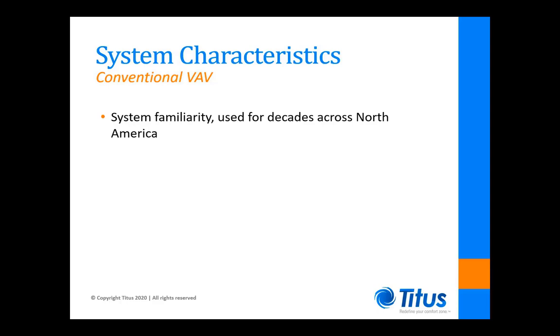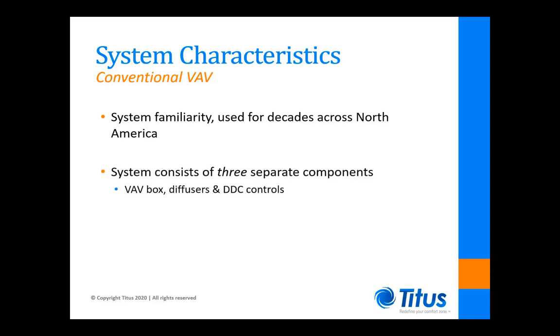Variable air volume systems tend to be installed into a building in three separate components: a VAV box that regulates the airflow to the space, a ceiling diffuser or wall grill to distribute conditioned air into the space, a thermostat and controls that adjust the VAV box air damper.